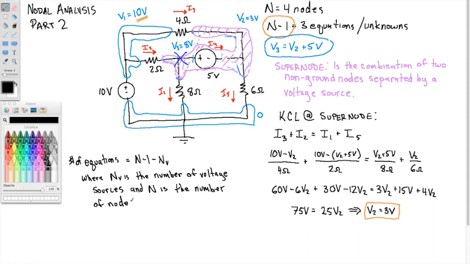Okay, this makes sense. Remember how we argued at the beginning of this example where the voltage sources help us. So the more voltage sources we have, the less complex, or the fewer number of equations we need. N minus 1 minus NV. Alright, so I want to take a look at another example. So I'm going to clear this.